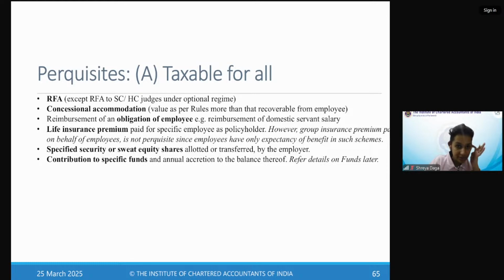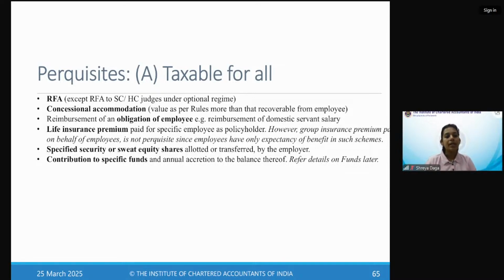Now this is a benefit given, a cash benefit. But why is it a perquisite? Because the primary obligation of paying the domestic servant was of the employee. It is your employer's policy; otherwise, there was no need for the employer to pay the domestic servant's salary. The primary obligation was of the employee. He paid, the employer said, okay, I will pay you back. So this reimbursement is a cash facility or benefit of the nature of perquisite, which is taxable for all employees under both regimes.